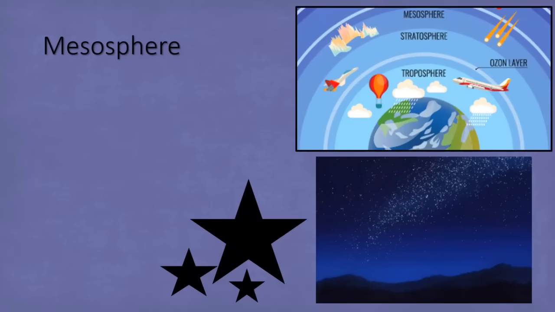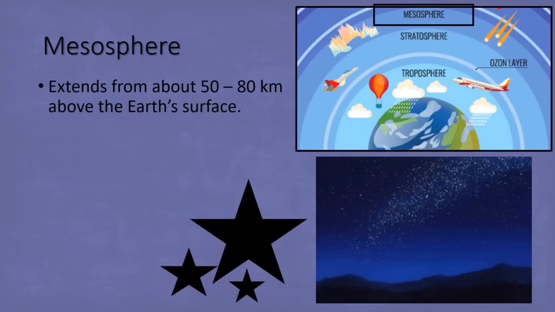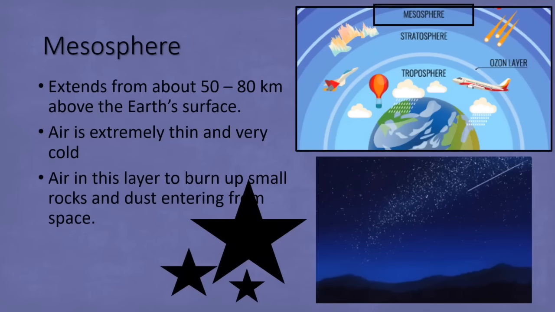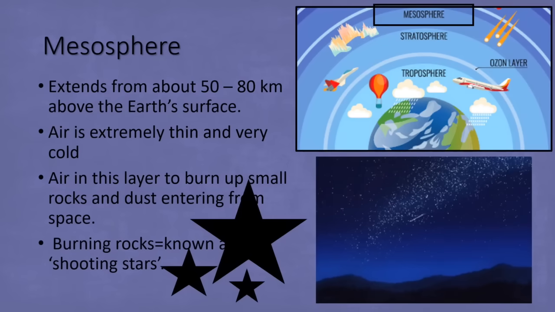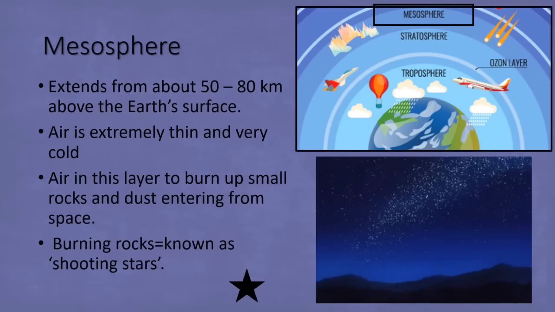Our third layer is the mesosphere. The mesosphere extends from about 50 to 80 kilometers above the Earth's surface. The air is extremely thin and very cold, but there is still enough air in this layer to burn up small rocks and dust entering from space. The burning rocks, which are visible on Earth, are known as shooting stars. Here, they are able to burn up within this layer due to the air still being present.